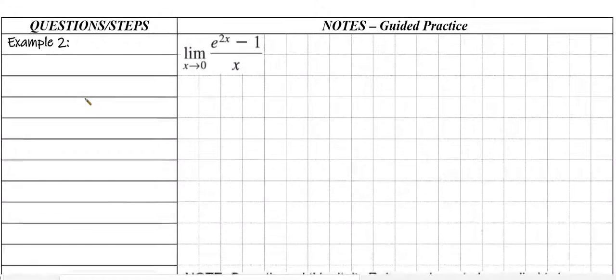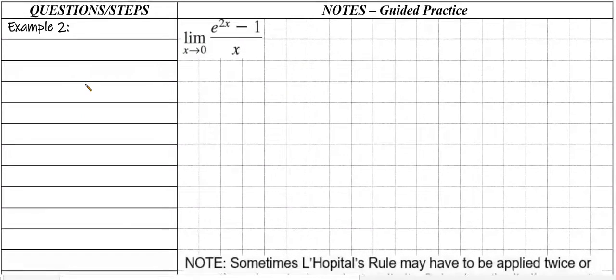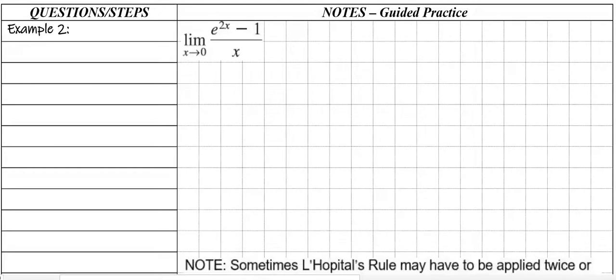Let me go ahead and show one more example of L'Hopital's rule using a different expression. So here we have the limit as x approaches 0 of e to the 2x minus 1 over x. Now the first step is to direct substitute.